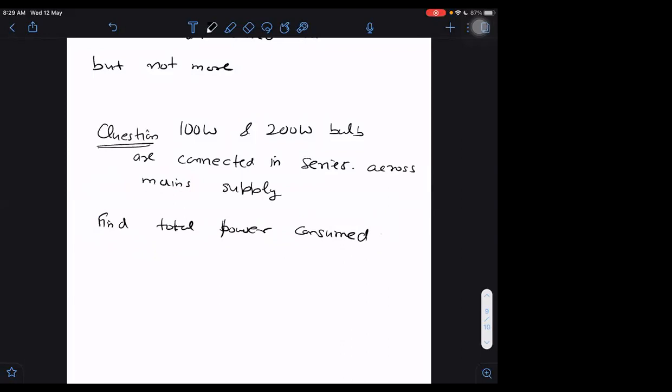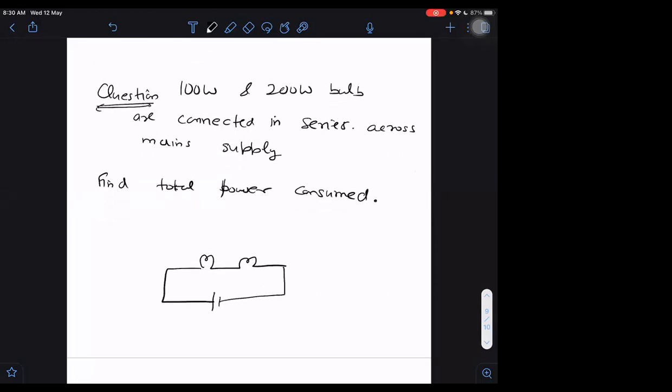Answer it, but give it a thought. Don't try to answer very fast. You may do it wrong. Find the power consumed. Main supply means you can take it as 240 volts. Main supply is fixed. We can take it 240 volt, or we can take it just V0. Whatever you wish to take, we can assume it to be fixed, because that thing will cancel.